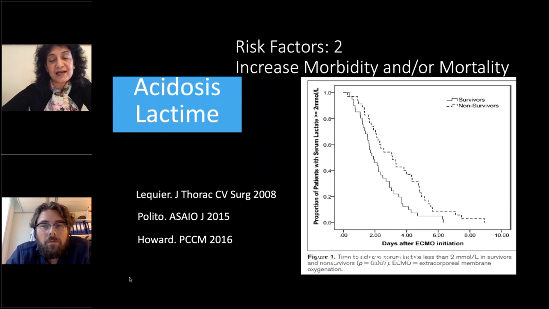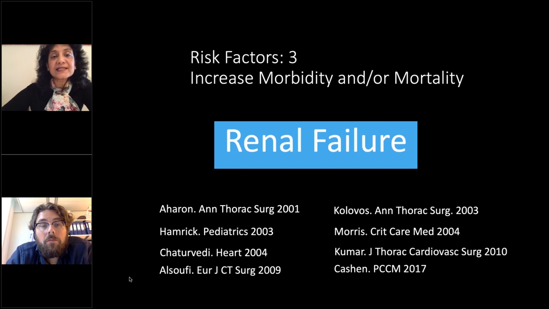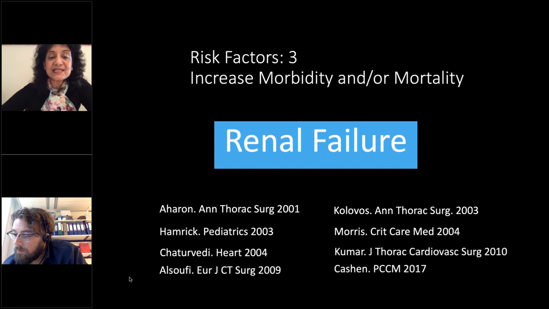And you can see here that the survivors had longer time to clearance of lactate. And they concluded that unresolved lactate values of more than 2 millimoles per liter after 72 hours of ECMO support were associated with increased mortality. The third important risk factor is the presence of renal failure. And you can see from the papers listed here, quite a number of publications identified renal failure to be an important risk factor for morbidity and mortality.